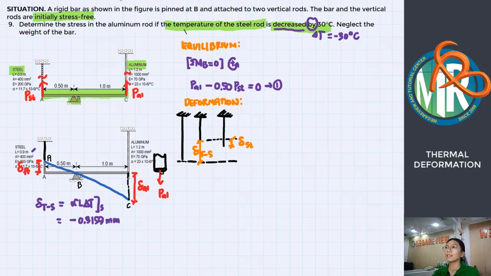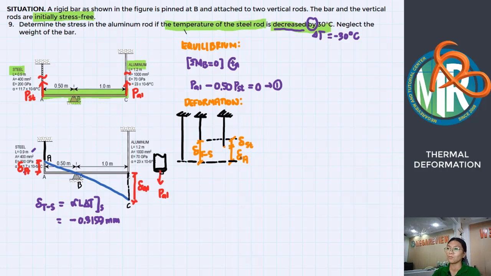Kaya yung nangyayari, yung magiging final position ng point A natin is hanggang dito na. Tama? Nabawasan dahil sa resistance din ng steel rod natin. Kumbaga, this will be our delta A. So, para pala kunin yung delta A natin, we have to consider the axial resistance din ng steel rod natin.